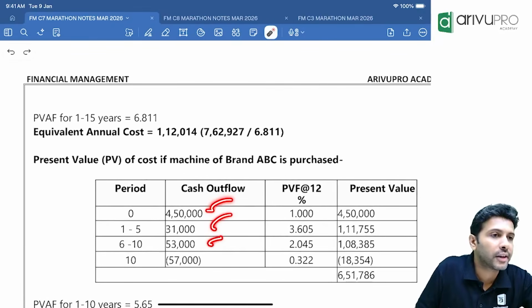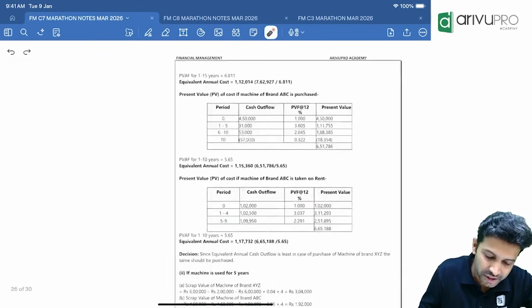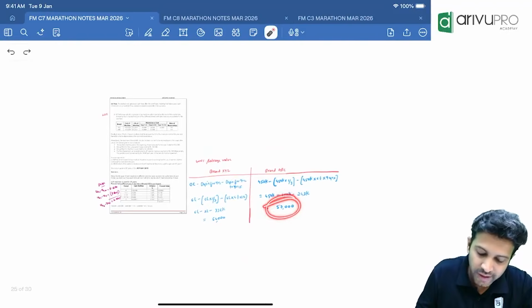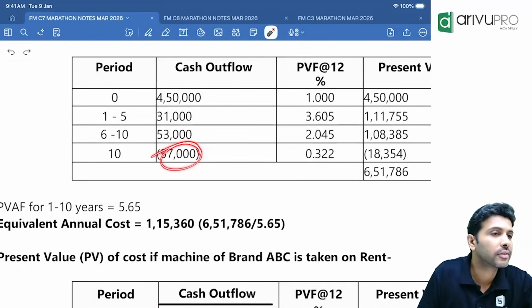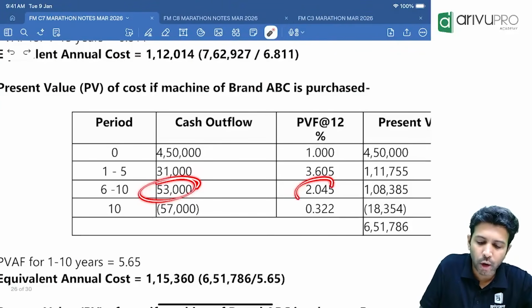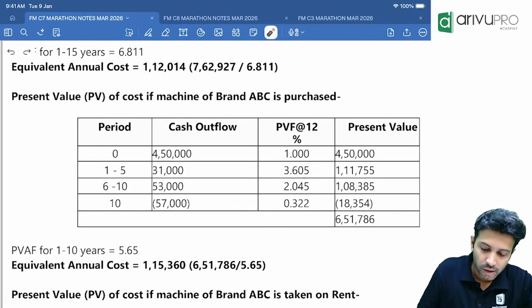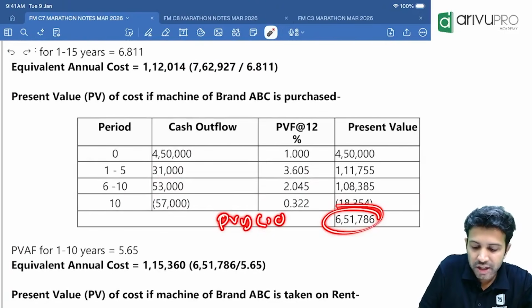450, 31, 53. All outflows positive. Salvage value: how much did we get for the second asset, people? 57,000. They have taken this as negative. And you already know how to find the PVAF for year 6 to 10. Done. Now, this is the present value of cash outflow.